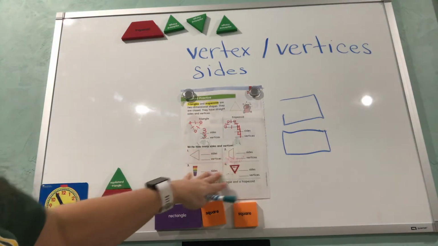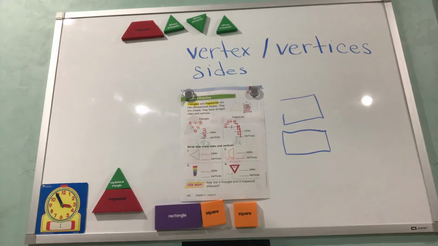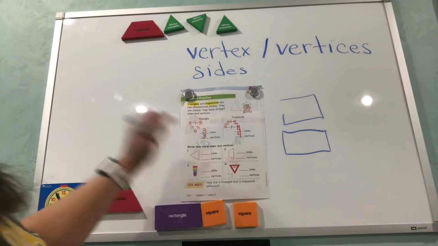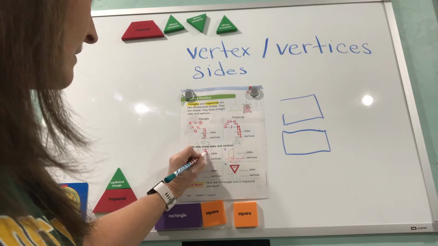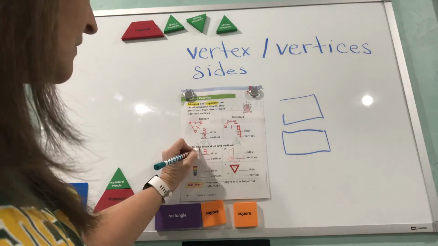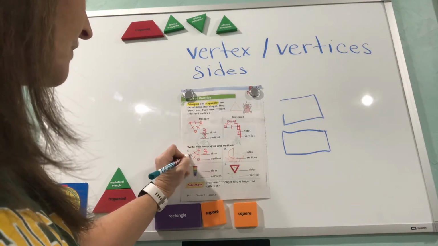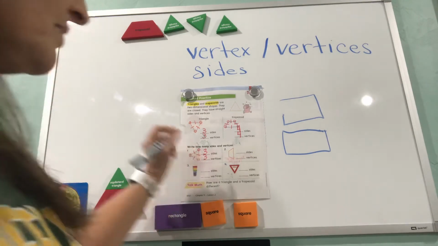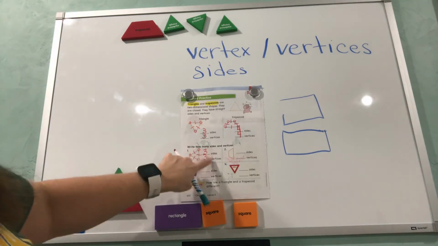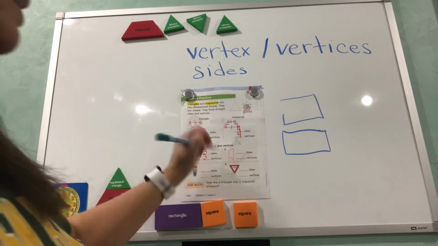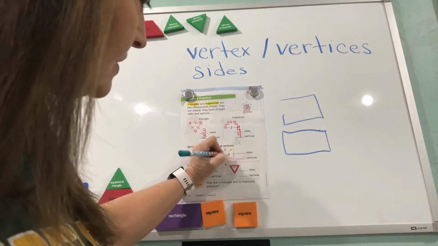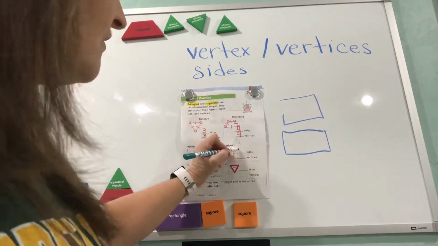So now I'm going to go down and I'm just going to do 1 through 4. I'm going to check here again. 1, 2, 3. 3 sides. 1, 2, 3. 3 vertices. So since this one has 3 sides and 3 vertices, I know this is also a triangle. When I look over here, 1, 2, 3, 4. 4 sides.